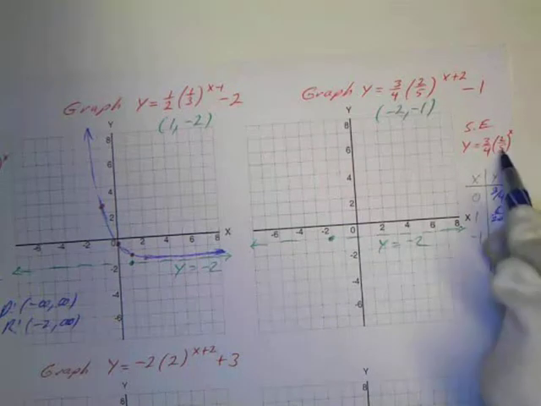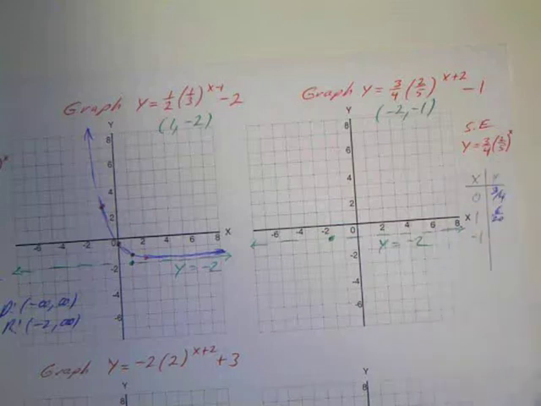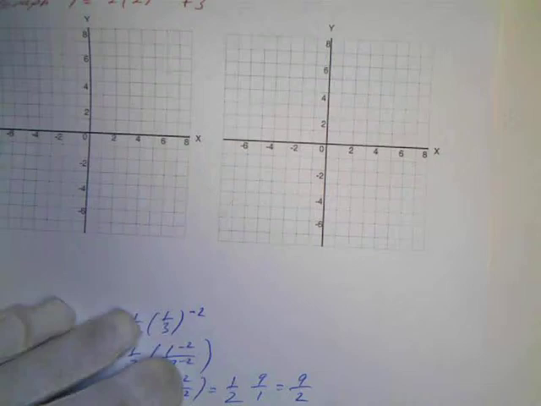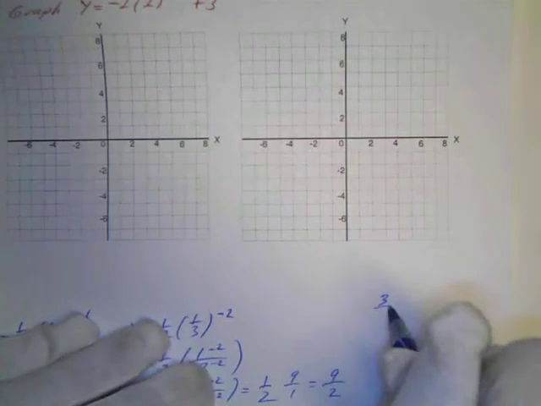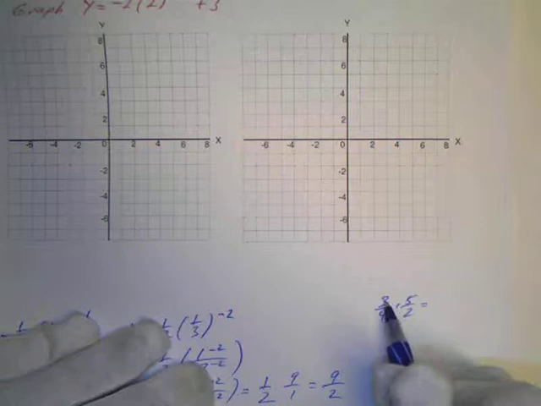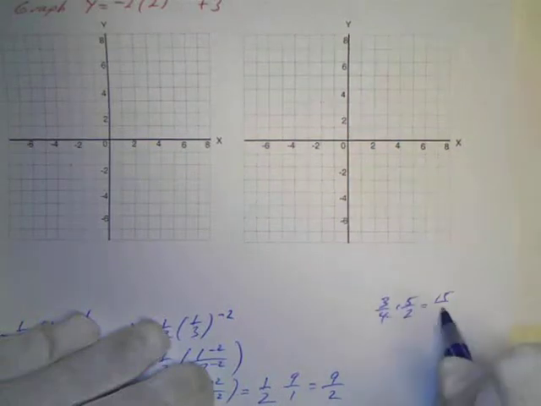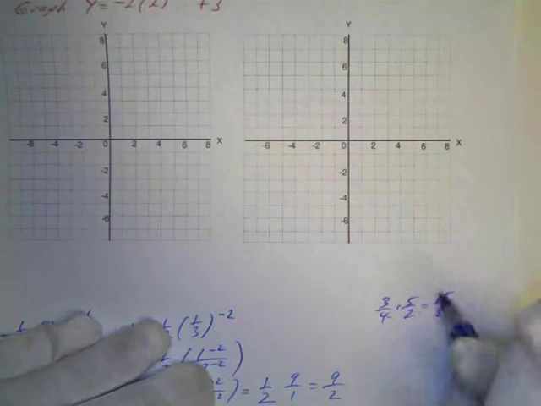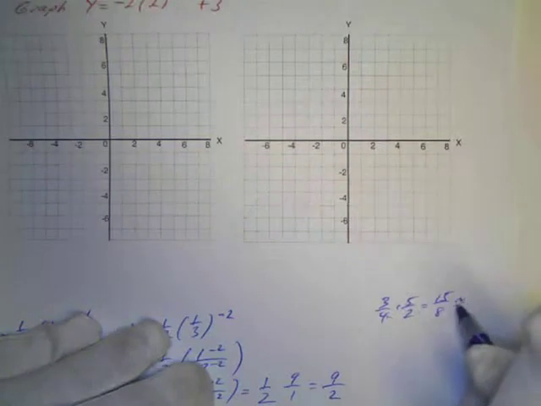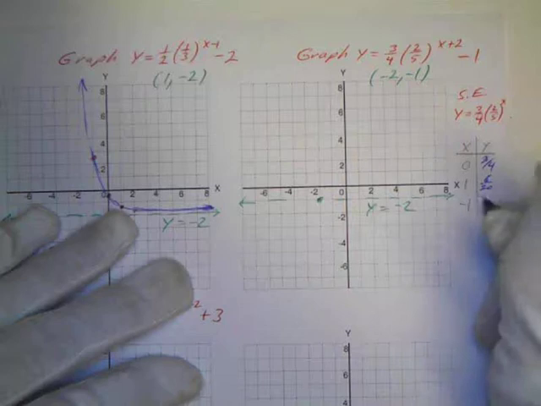And for negative 1, remember, when this is negative 1 we just flip the fraction, so it's going to be 5/2. So I'm going to have 3/4 times 5/2. I'll write that down here. 3 times 5 is 15, 4 times 2 is 8, so that's 15 over 8, which is approximately 2.